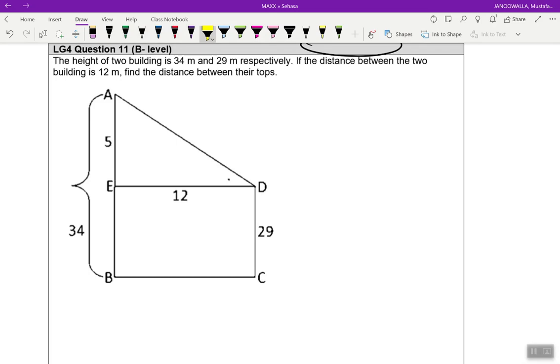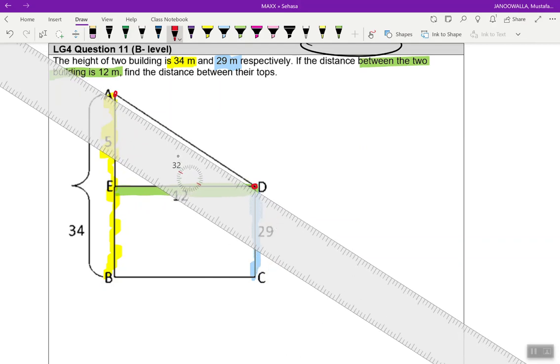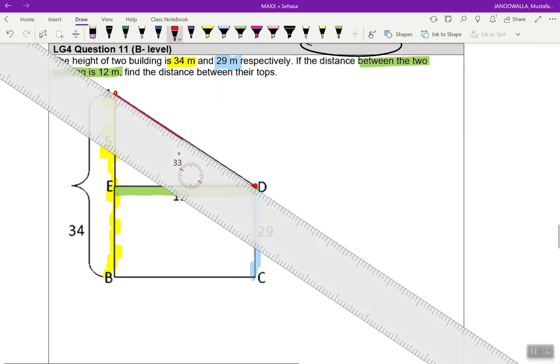The heights of two buildings are 34 meters and 29 meters respectively. So the 34 is that building there, and the 29 is that building there. If the distance between the two buildings is 12 meters, that's there. Find the distance between their tops. So that's the top of the first building, top of the second building. We want to find the distance between them, which is this red line I'm about to draw.